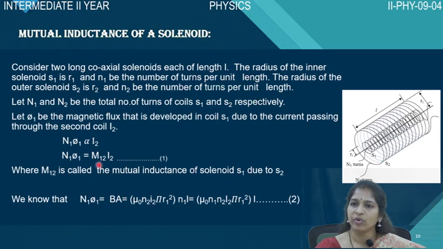From equation 1, we got N1 phi1 as M12 I2. From equation 2, I got N1 phi1 as mu naught N1 N2 I2 pi R1 square by L. So we can compare these two equations. If I compare these two equations, we get M12 I2 equals mu naught N1 N2 I2 pi R1 square by L.